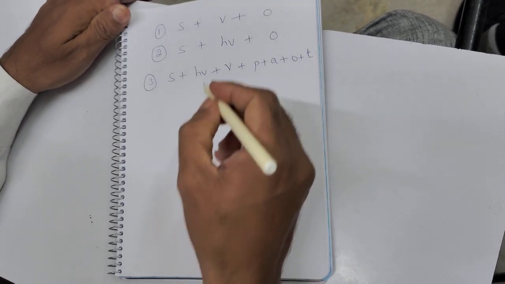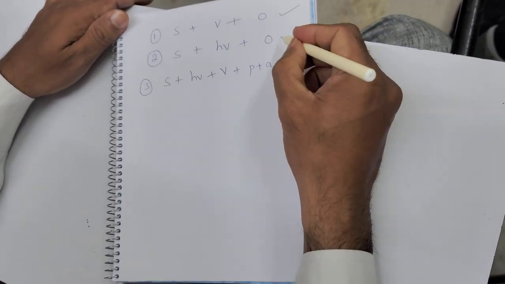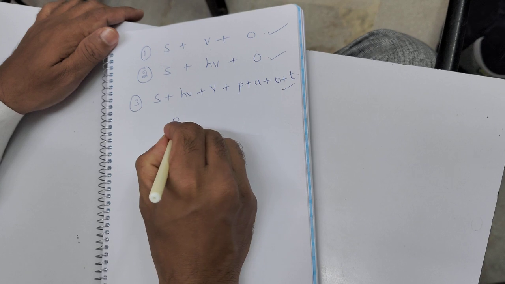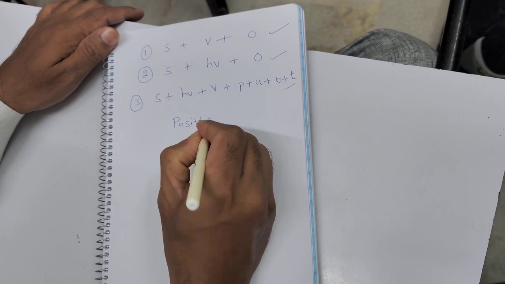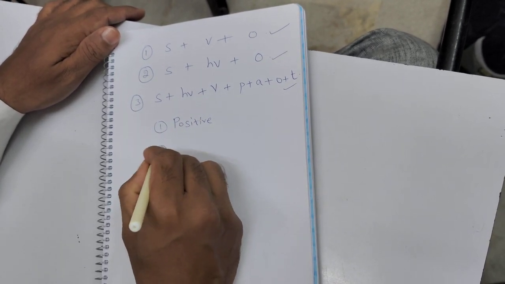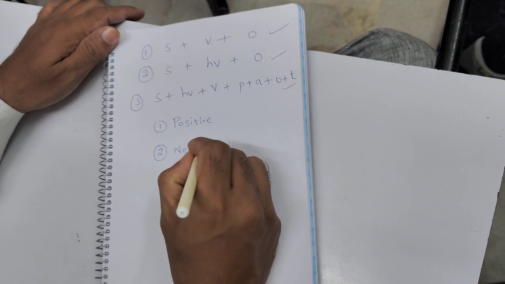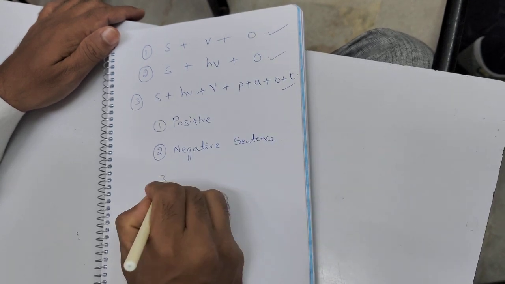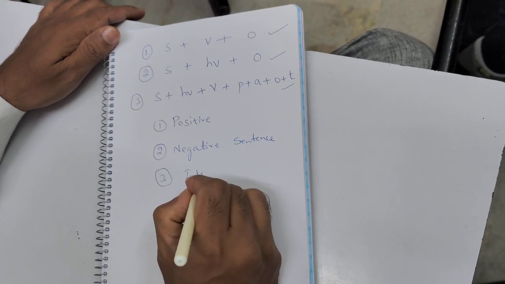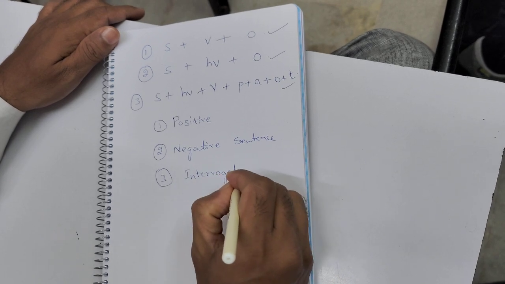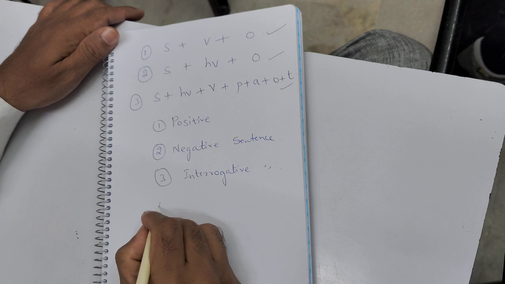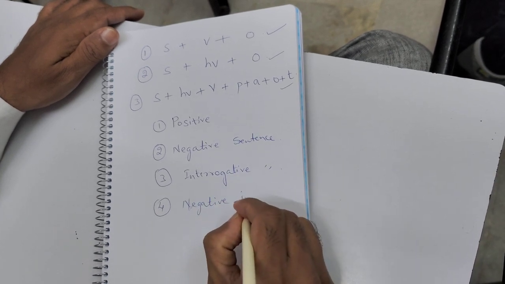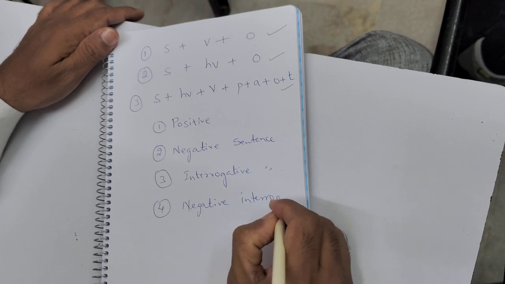Yes. So now today I'll explain all these three formulas and how many types of sentences there are. As discussed, there are four types of sentences. The first one is positive. The second is negative sentence. The third one is interrogative sentence. And the fourth one is negative interrogative sentence. Tell me, negative interrogative. Right?